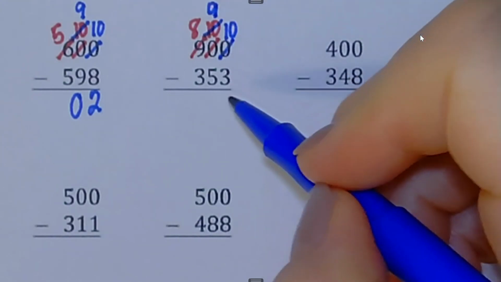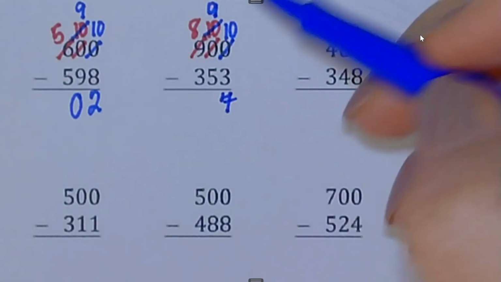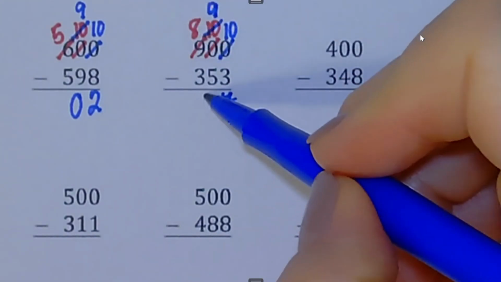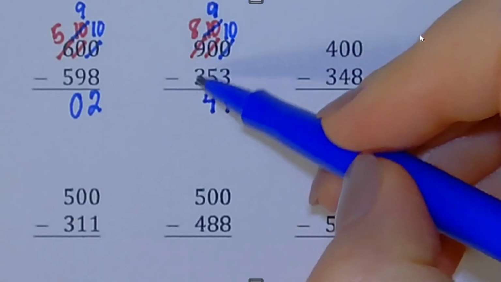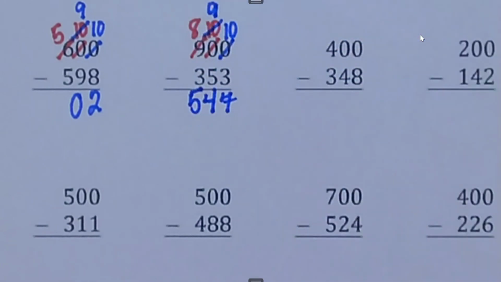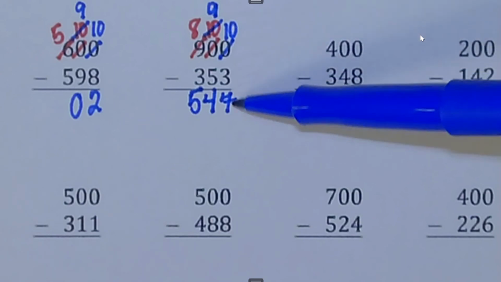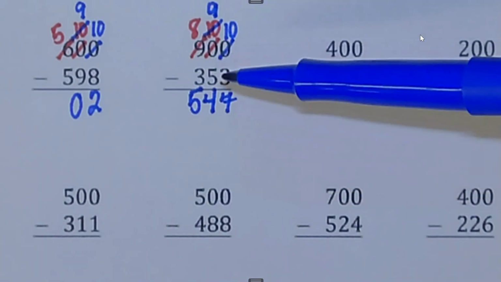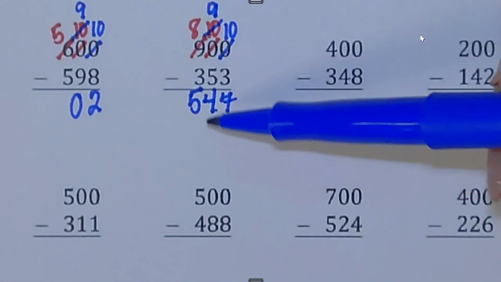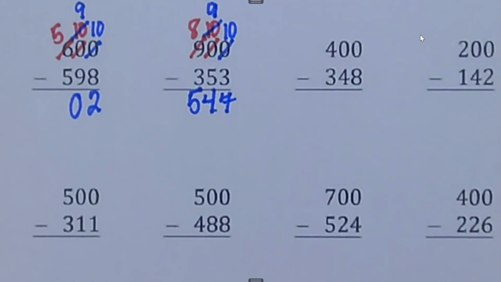10 minus 3 is 7. 9 minus 5 is 4. And 8 minus 3 is 5. I go backwards to check. 7 plus 3 equals 10. 4 plus 5 equals 9. And 5 plus 3 equals 8. Good.